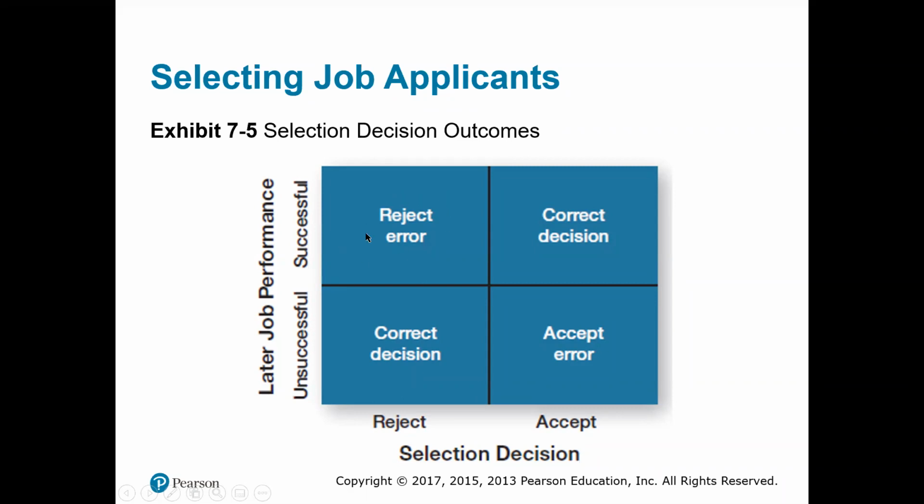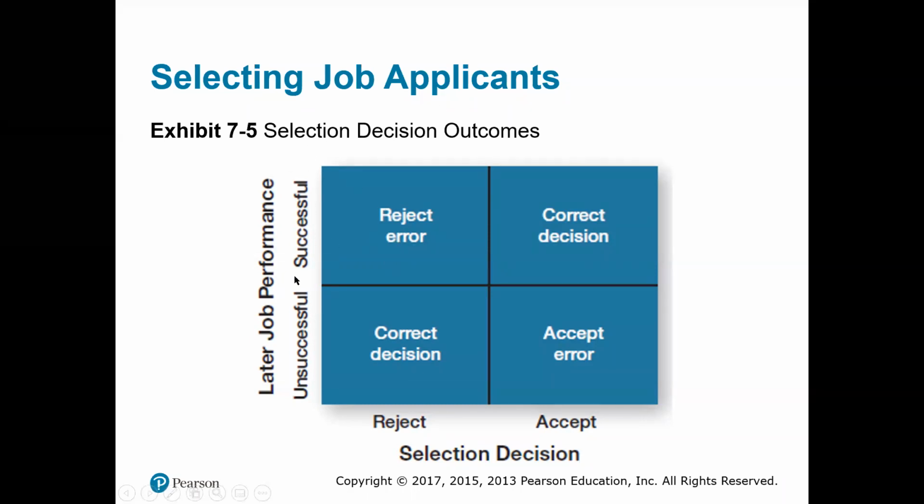That's a reject error. But suppose you accepted somebody, and this individual is performing great on the job you selected him for. That's a very good decision. It's a correct decision. So you're getting it? When performance is successful and you've rejected them, it's a reject error.